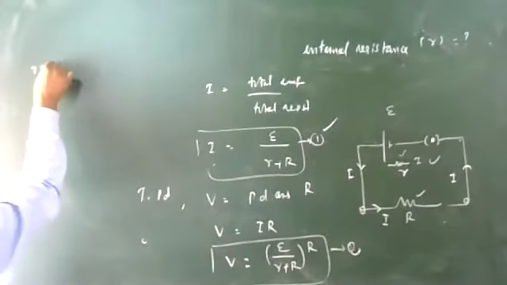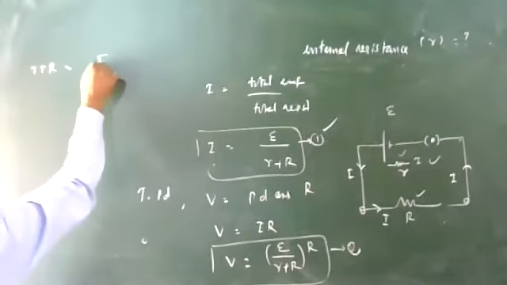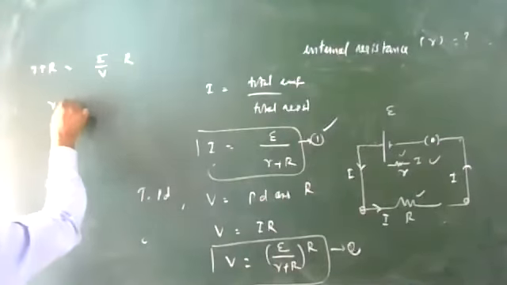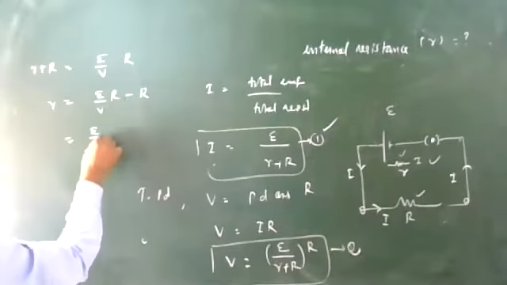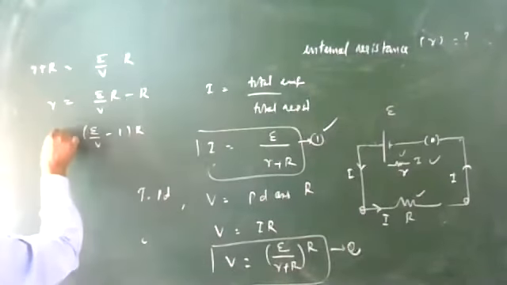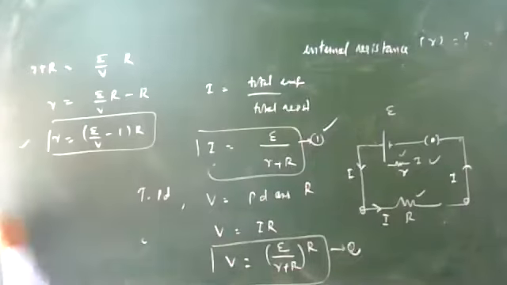Small r plus capital R on the left side, E upon V into R. Small r equals E upon V times R minus R. That is (E upon V minus 1) into capital R. This is the equation for calculating internal resistance.